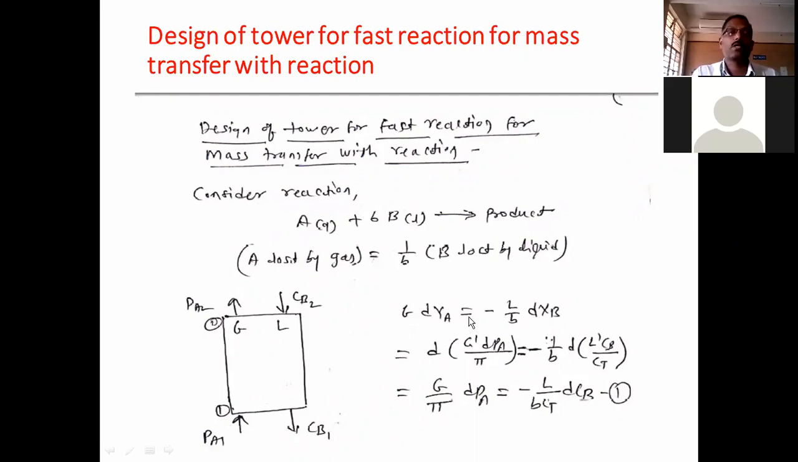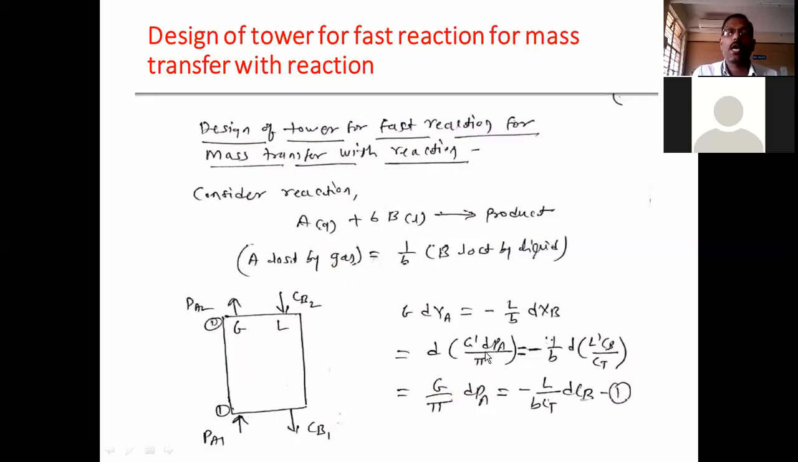So for the material balance equation, from the previous derivation we calculate the material balance: G into dy is equal to L into dCA. But instead of dCA, we are using B here, remember the concentration of B. So G into dy is equal to 1 upon b, minus L upon b into dxB, because it is a countercurrent operation; in countercurrent operation a minus sign will be there. So G into dy is equal to minus L upon b into dxB.